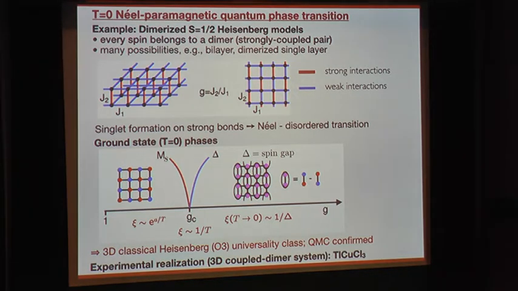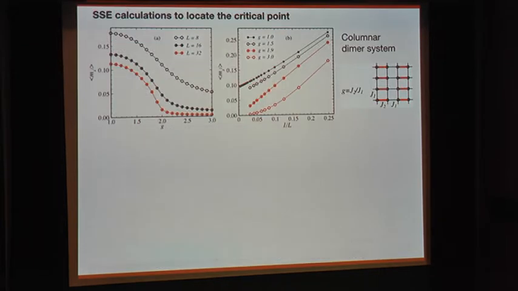One interesting thing here is that there's actually a three-dimensional experimental realization of this kind of dimerization transition. I will talk about that a little bit later. A lot of work has been done on it, thallium copper chloride. I will talk about it later. So let's just look at these 2D dimerized models first.